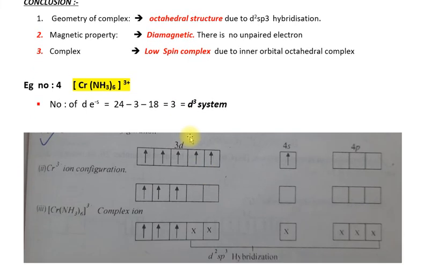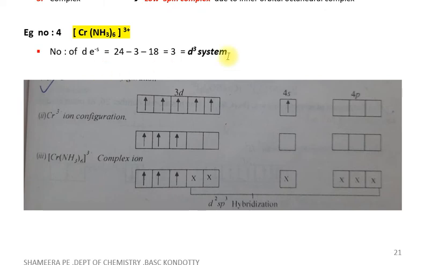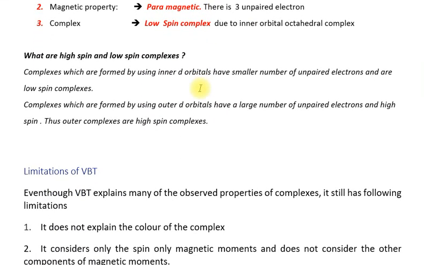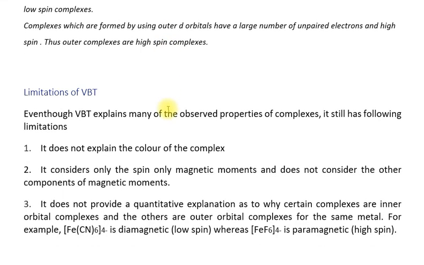And another example is Cr(NH3)6 3+, where the d electrons make a d3 system. Anyway, you just go through the examples, and after that it is given here what high spin and low spin complexes are. The complexes formed by using the inner d orbitals have a smaller number of unpaired electrons and are low spin complexes. Complexes formed by using the outer d orbitals have a large number of unpaired electrons and are high spin. Thus, outer complexes are high spin complexes. So this is a simple definition of high spin and low spin complexes.